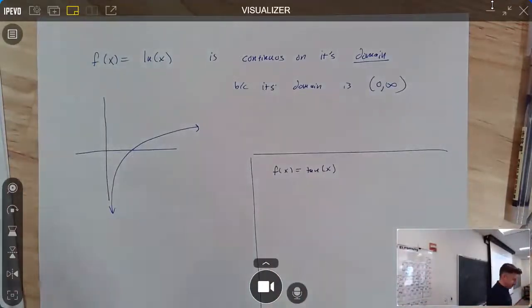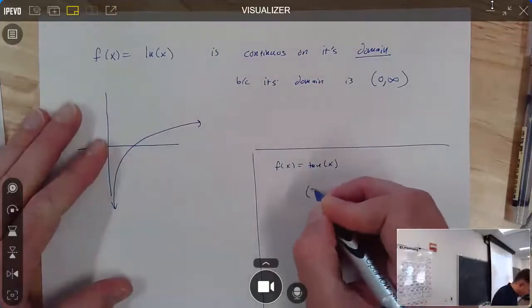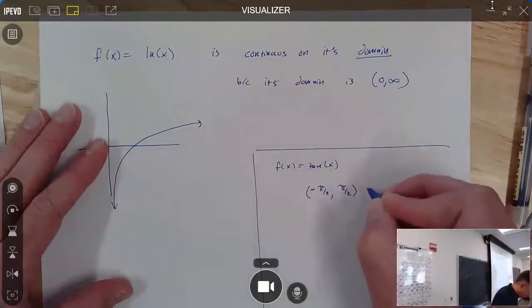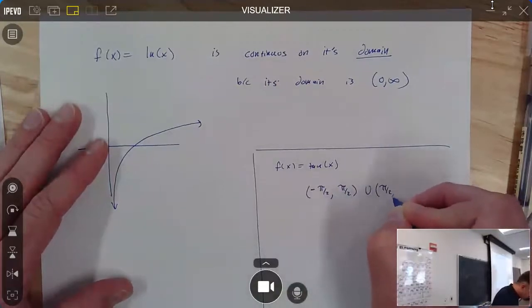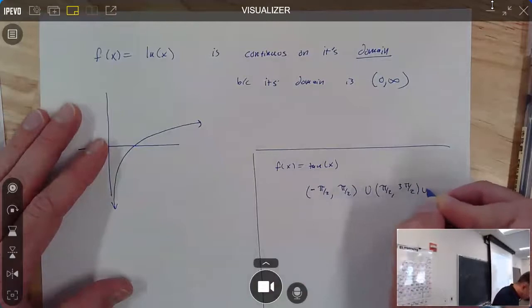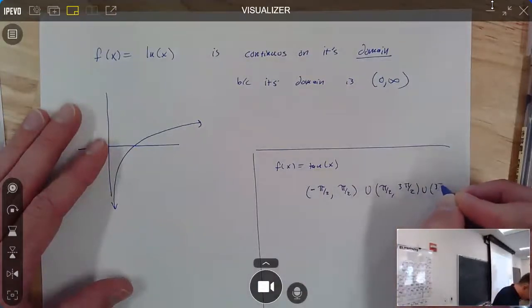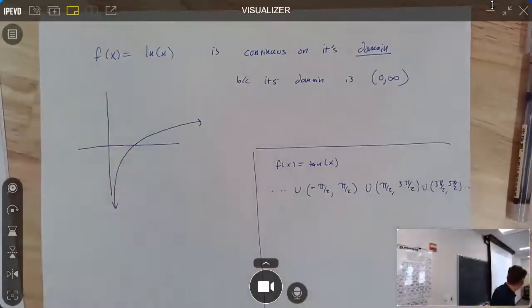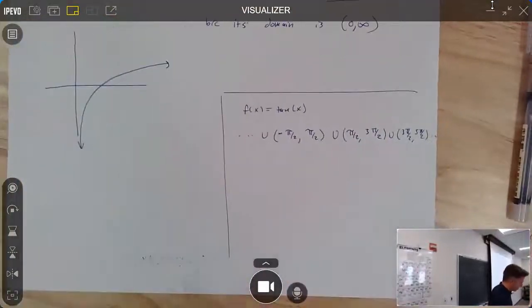So I'd say, okay, I want everything from negative pi over 2 exclusive to pi over 2 exclusive, union pi over 2 to 3 pi over 2, union 3 pi over 2 to 5 pi over 2, and then I would use some dots. If I was trying to not think too hard about it, that's what I would do: this section, union this section, and then dot, dot, dot. Anyone reading that knows that you know what you mean.